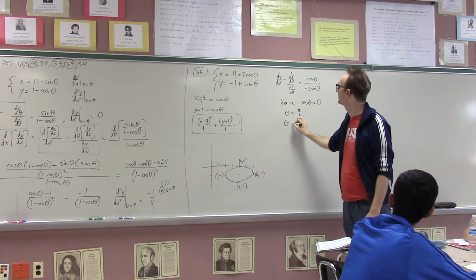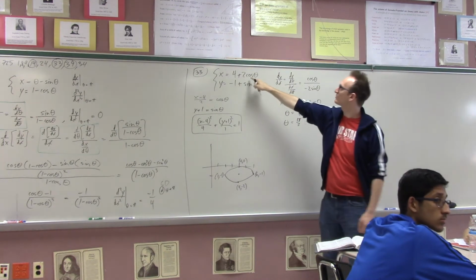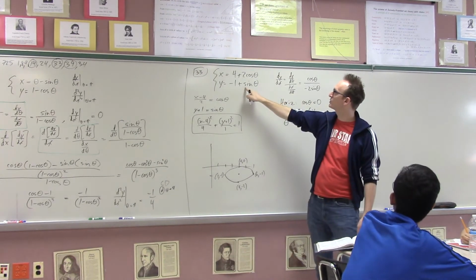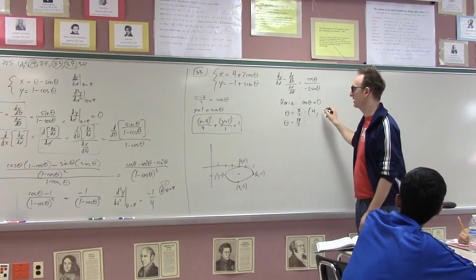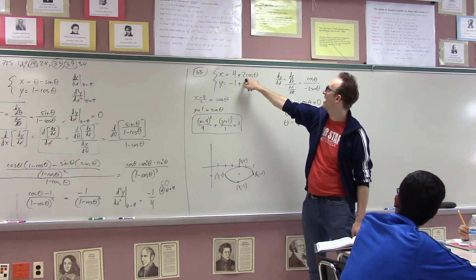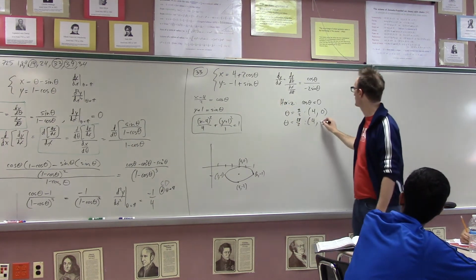Theta equals pi over 2, 3 pi over 2. Okay, when theta equals pi over 2, where am I? If I plug in pi over 2 here, I get 4, and if I plug in pi over 2 here, I get 0. And when theta equals 3 pi over 2, I get 4, comma, sine of 3 pi over 2 is negative 1, so it's negative 2.